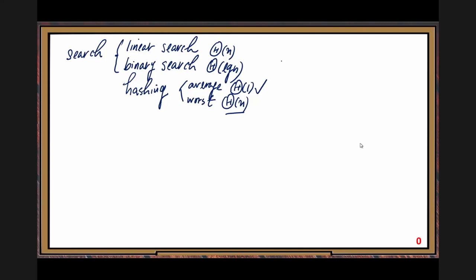Another thing regarding the importance of hashing. I want to recall one problem we learned before. The name of the problem: element uniqueness. You still remember the element uniqueness problem. Pretty simple.